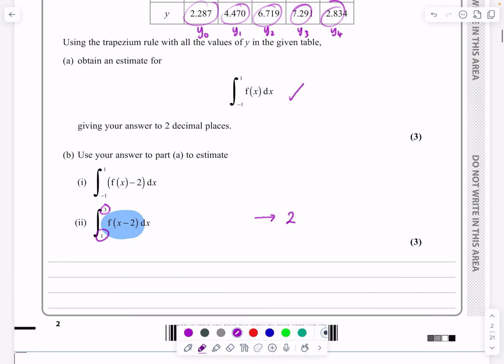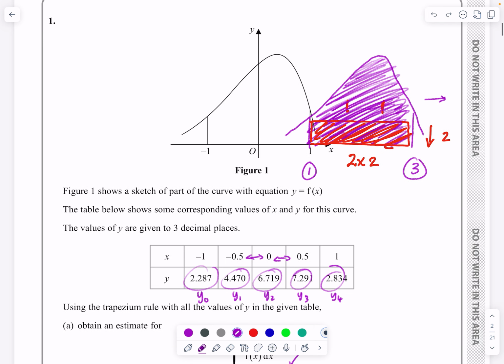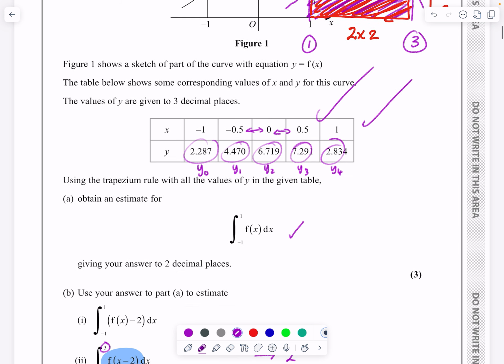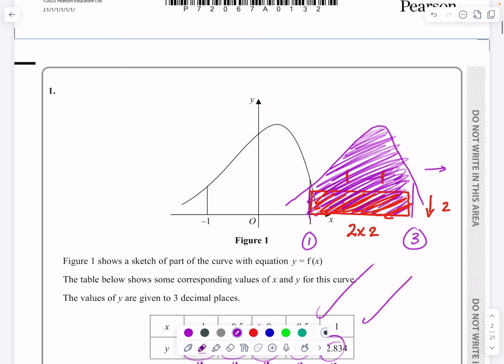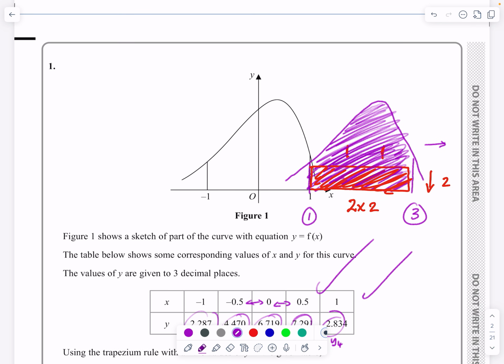And absolutely be aware of this sort of thing being on the end of a trapezium rule question. The first part normally is relatively straightforward, but then actually doing that second part can take a little bit of work. Only 3 marks in total for it, so don't spend too long on it. But hopefully my explanation, although it was a bit longer, hopefully that all makes sense to you.